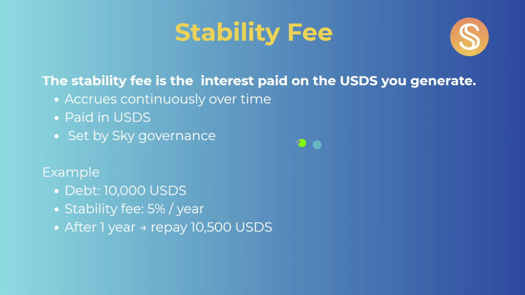Stability fee. What is a stability fee? The stability fee is the interest paid on the USDS you mint or generate. It accrues continuously over time. It is paid in USDS. It is set by Sky governance. For example, if I mint 10,000 USDS and the stability fee is 5% per year, after 1 year I have to repay $10,000, which is my debt, plus $500 of USDS, which is the stability fee.